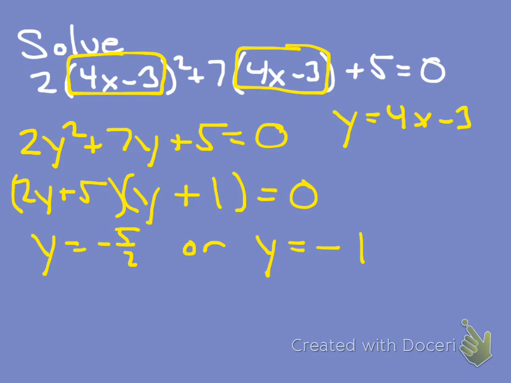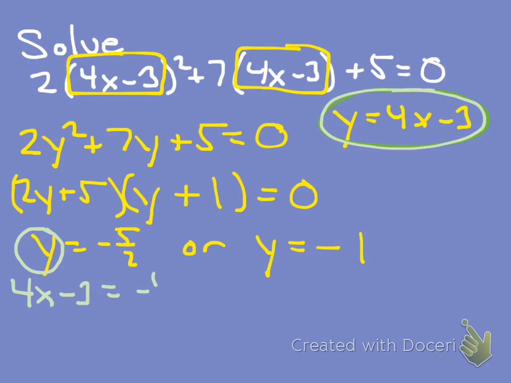But keep in mind this problem is about x's, so I now need to go backwards again and think about this substitution I did. I guess that green doesn't show up real nice, does it? Let's get a new green with this one. A little bit better. Okay, y equals 4x minus 3. Well, I can now substitute that back in. It means 4x minus 3 equals negative 5/2, or 4x minus 3 equals negative 1. And I can solve both of these now.